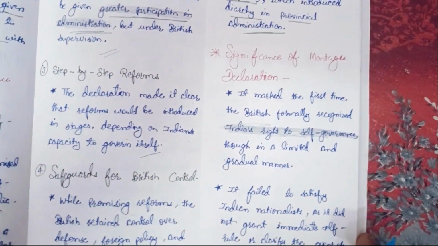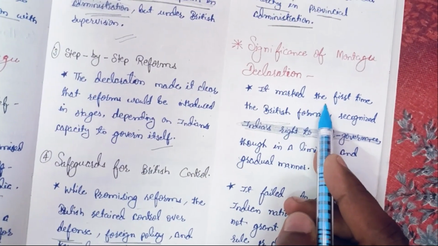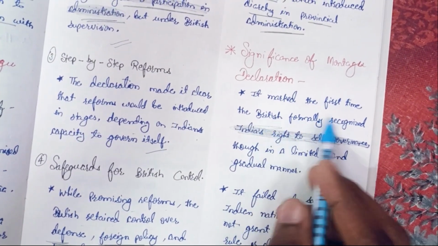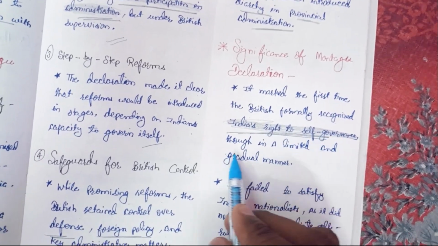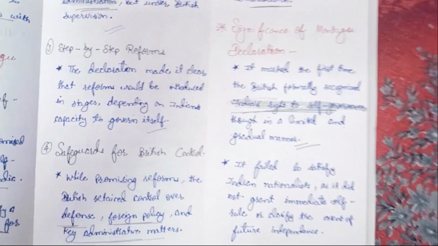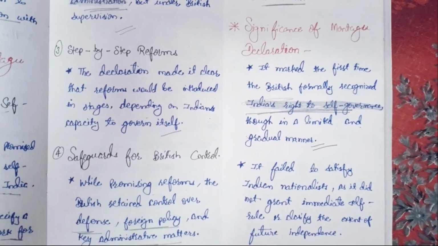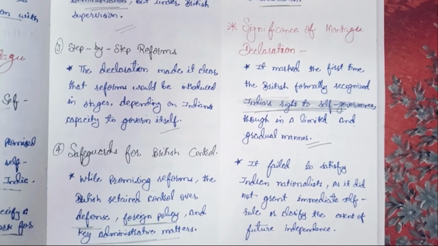Now let's see the significance of the Montague Declaration. Basically, the Montague Declaration marked the first time the British formally recognized Indians' right to self-governance, though in a limited and gradual manner. This was the first time that the British government realized that Indians should be given self-governance. Indians have the right to self-governance.